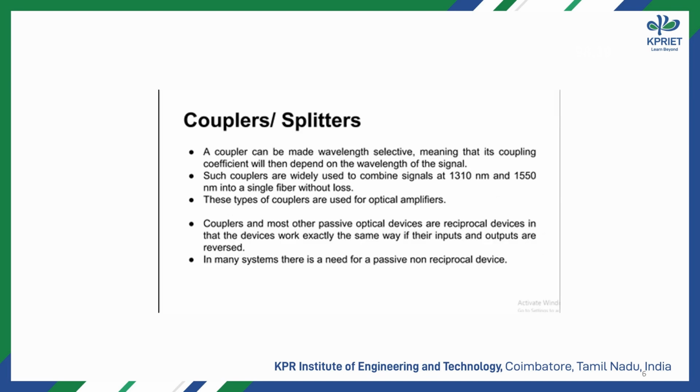A coupler can be made wavelength selective as well as wavelength independent. In general, couplers are used in the wavelength range of 1310 nanometers to 1550 nanometers without any loss. These types of couplers are used in optical amplifiers.